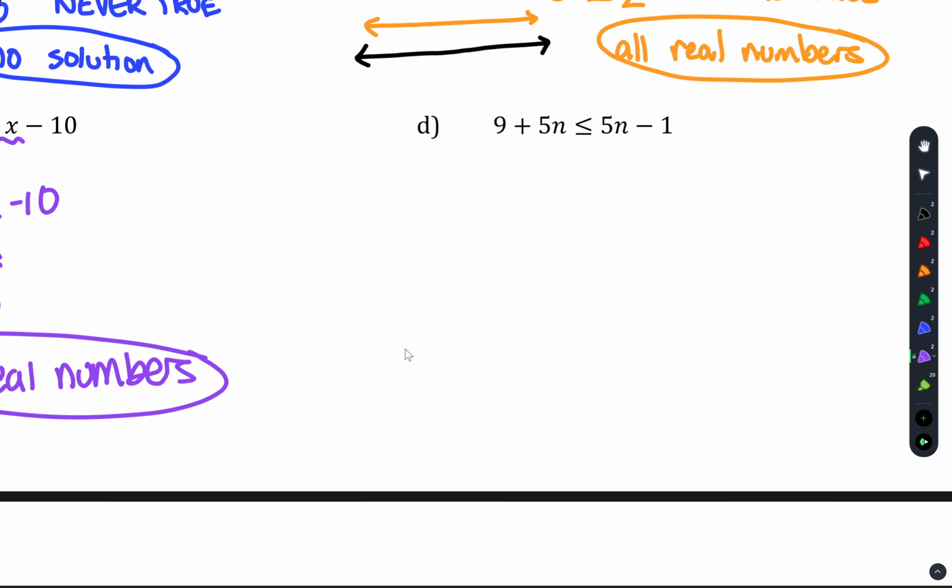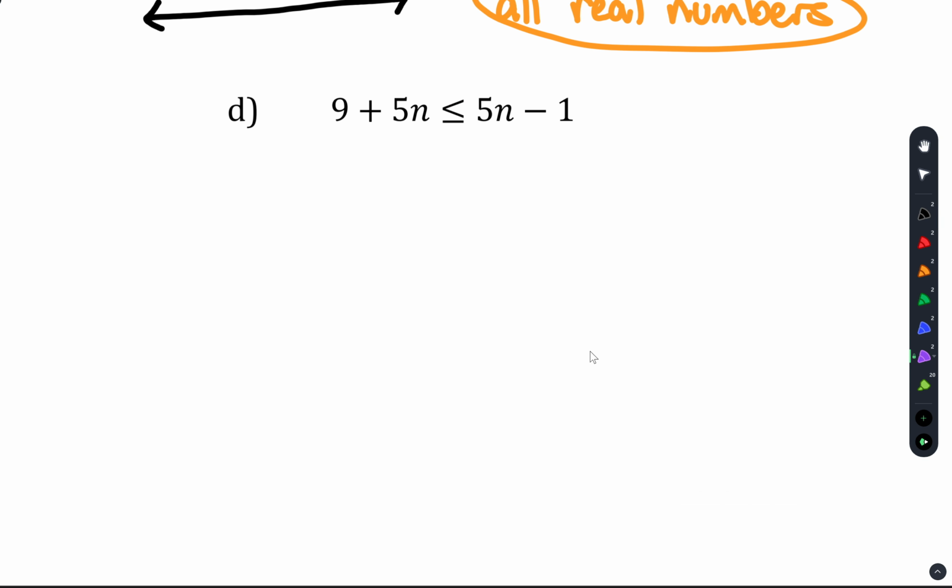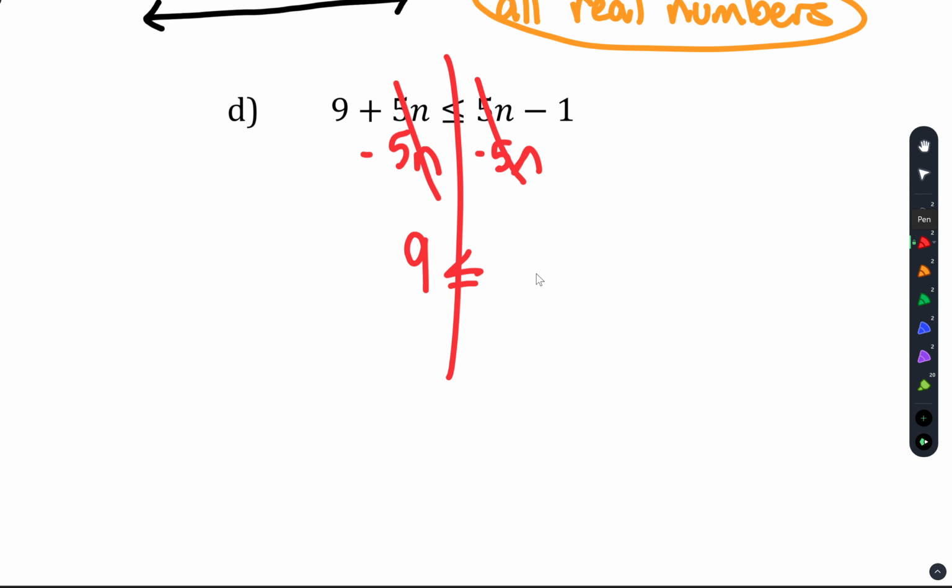Okay, one more. Hey, there's nothing for me to simplify here. So all I have to do is move my variables to the same side, right? I'm not doing anything crazy. I'm going to subtract 5n from both sides. Hey, that cancels out. I have 9 is less than or equal to negative 1. Is that no solution or all real numbers? No solution. 9 is not less than or equal to negative 1, so no solution. Questions on those 2?